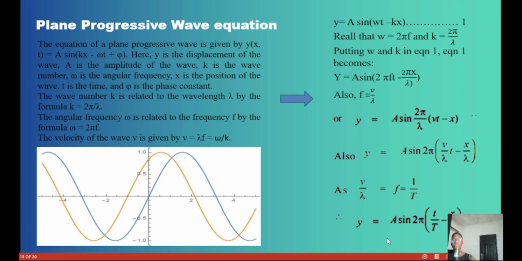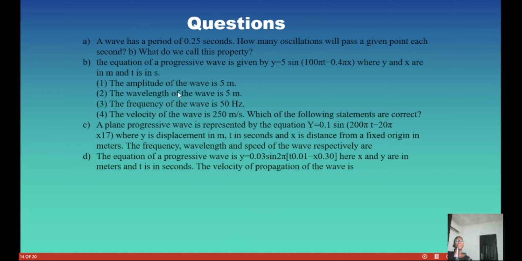So let's just go to the next question. A wave has a period of 0.25 seconds. How many oscillations will pass a given point each second? What do we call this property? I think we've answered this question in the previous question. This one is telling us that we have a period of 0.25 seconds.